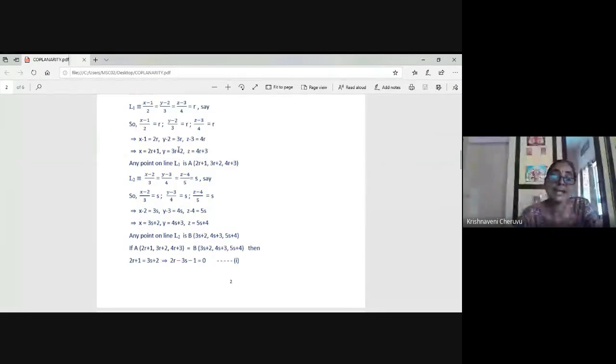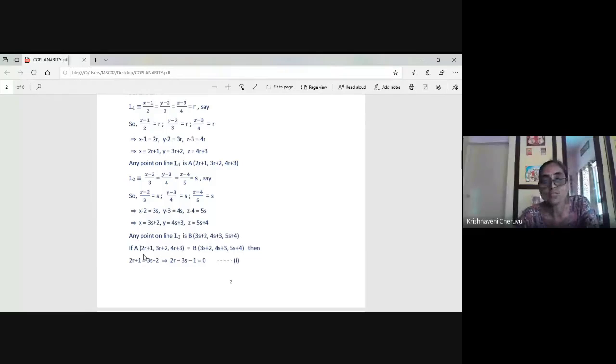Now you have a point on line L1 and you have a point on line L2. You are going to get the point of intersection, which means that point should be on both the lines. So what I'm going to do is equate these two. See, if A is equal to B, where is A, girls? A is on line L1, B is on line L2, and we are equating them, which means the point lies on both the lines. Both points are the same, so that point is lying on both the lines. So you compare the first coordinates, second coordinates, third coordinates.